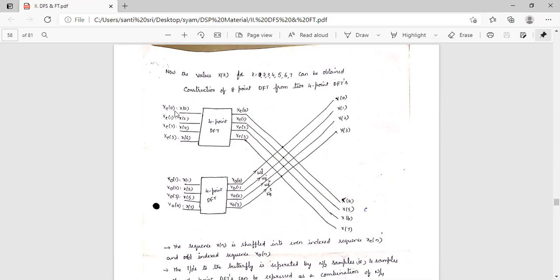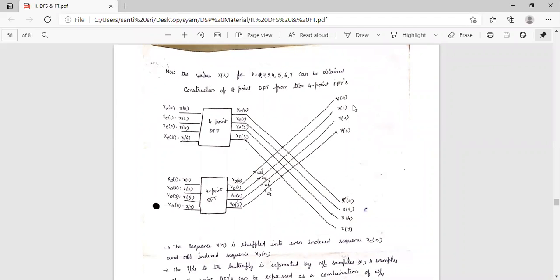So this is xe of 0, xe of 1, xe of 2, xe of 3 with 4 inputs for this 4 point DFT, and this is again another 4 point DFT with inputs xo of 0, xo of 1, xo of 2, and xo of 3, right? So this is x of 0, this is x of 2, this is x of 4, x of 6, this is x of 1, x of 3, x of 5, and x of 7. With this we can take the weights w840, w841, w842, w843.